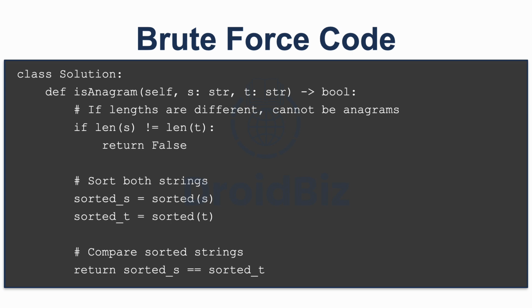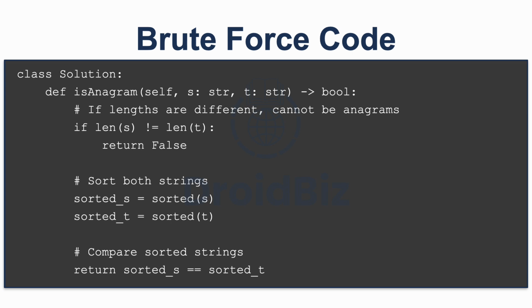Now, let's look at the implementation of the brute force approach in Python. We start with our class Solution and define the function isAnagram. It takes 2 parameters, S and T, both strings, and returns a Boolean. First, we check if the lengths are different. If length of S is not equal to length of T, we immediately return false. This is an optimization because anagrams must have the same length. Next, we sort both strings. We use the sorted function to sort S and store it in sorted_S. We do the same for T and store it in sorted_T.